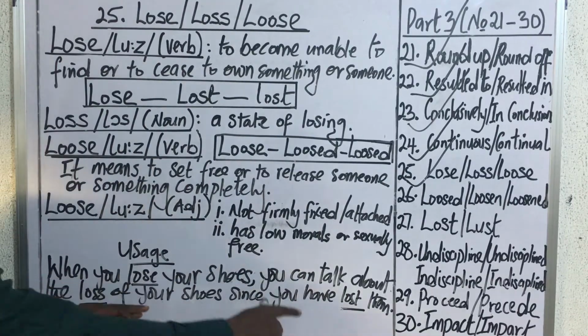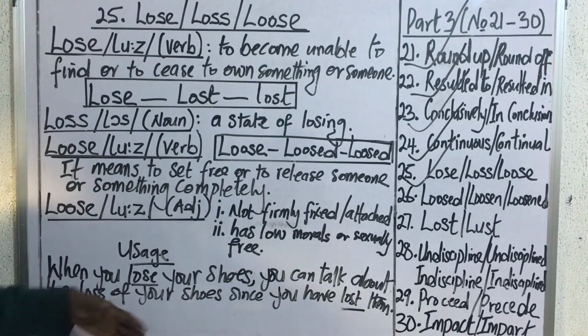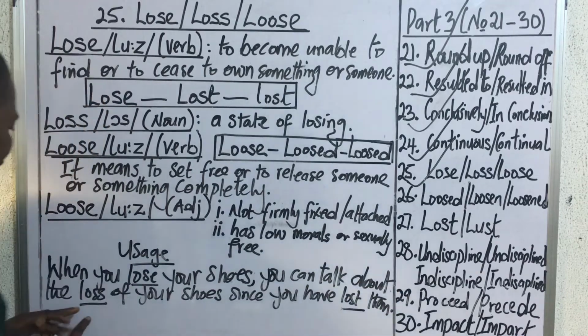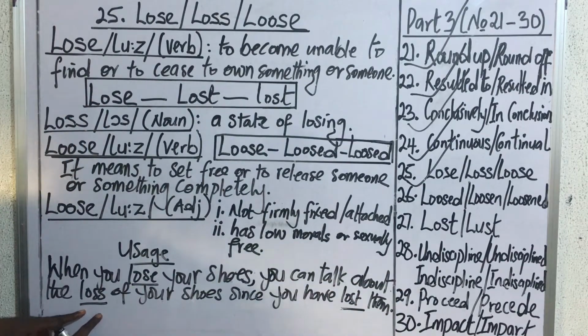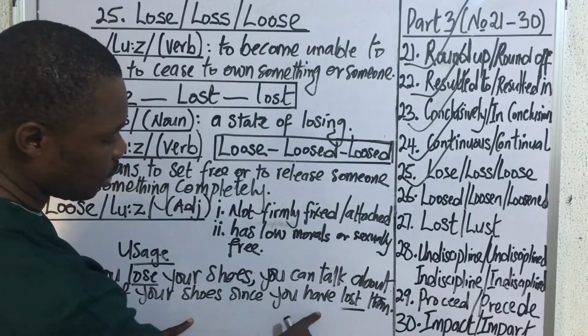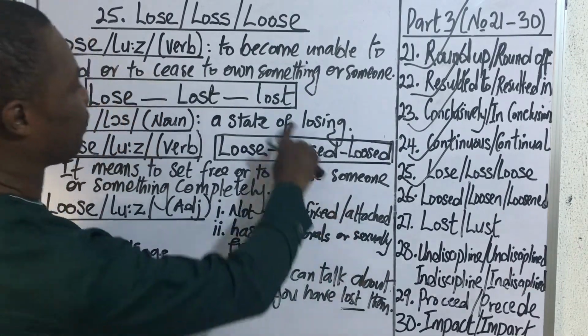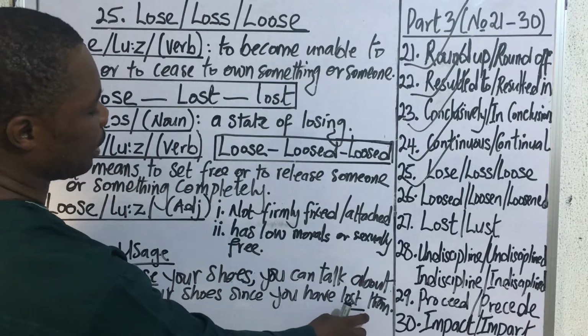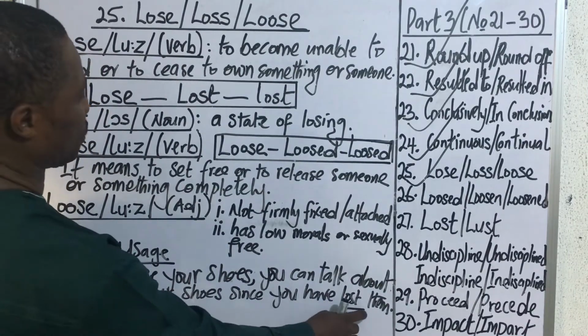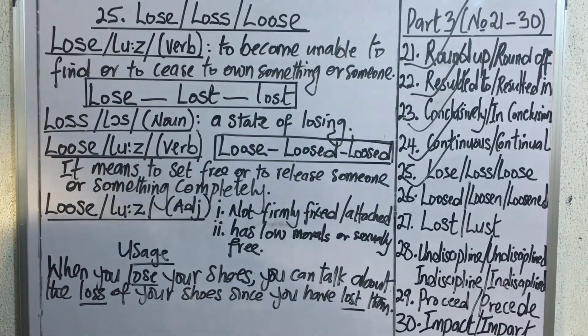When you lose your shoe, okay, that is, if you become unable to find your shoes, you can now talk about the loss of your shoe. This is a noun. You remember when the stands before a word, it is what? A noun. Loss of your shoes, since you have lost them, you have lost them. This is now used as a past participle. The verb that comes after the auxiliary verb, have lost. So that is that about that.